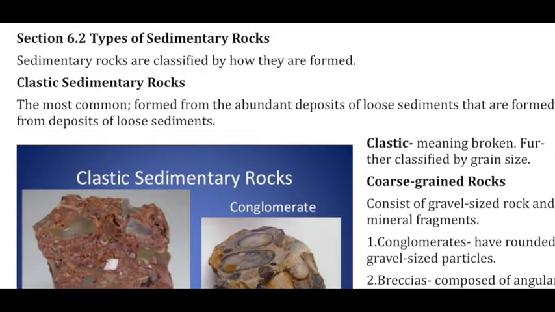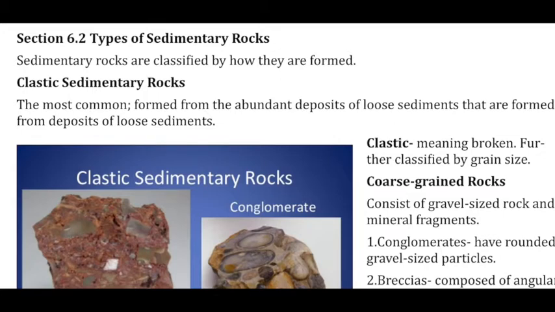So do large particles make up that rock, or small particles make up that rock, or particles that were so small that they actually had been dissolved in water, that then as it settles out or comes out as crystals, you can end up with a new type of rock? So this is the basis of the classification.